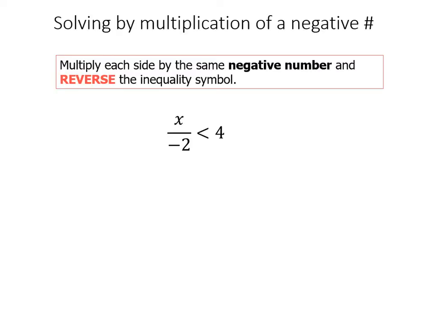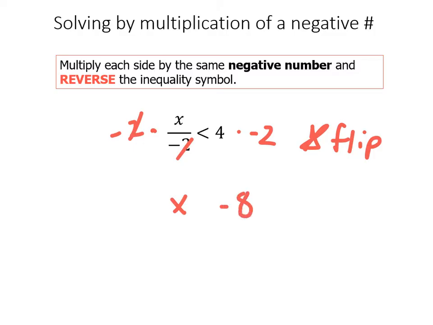For example, in this case, we're going to end up having to multiply both sides by a negative number. So as we see here, we have x divided by negative 2. If I want to undo that division, I multiply both sides by negative 2. However, because I'm multiplying by a negative, that means I'm going to have to flip my sign. So these negative 2's cancel out on the left, so it becomes x. 4 times negative 2 gives me negative 8. And now instead of opening towards the right, I have to flip the inequality symbol to open towards the left.